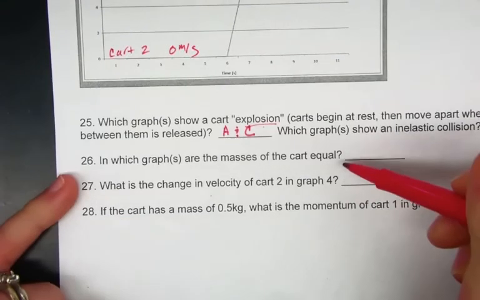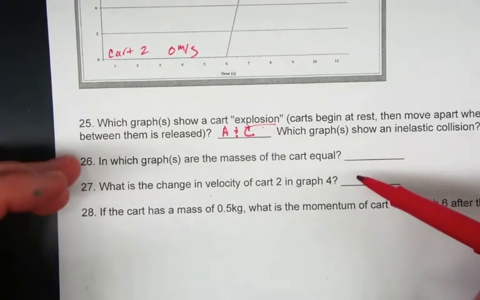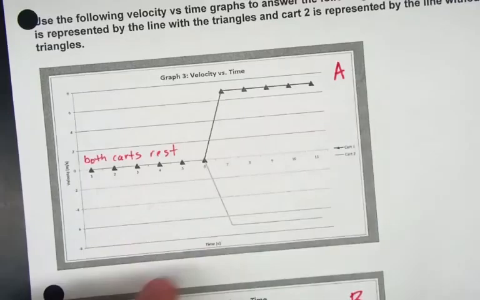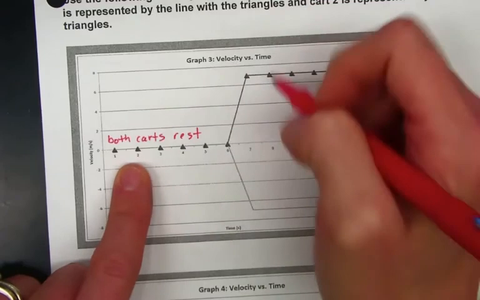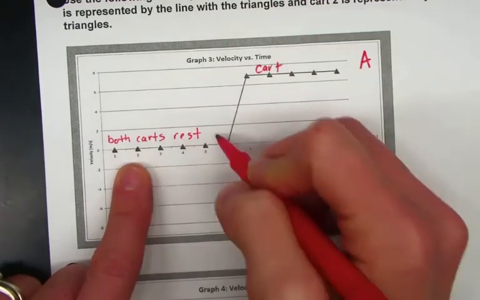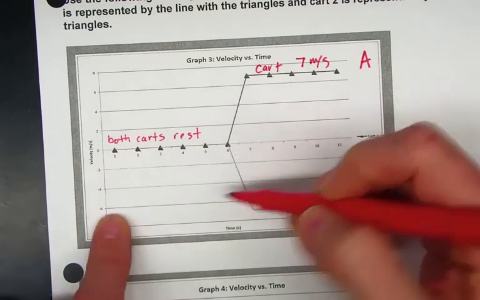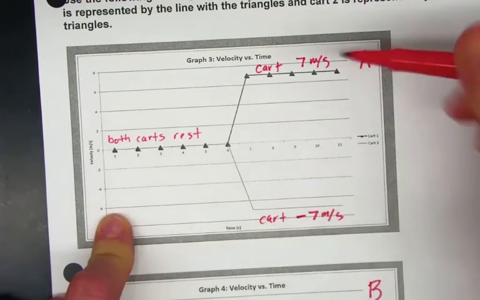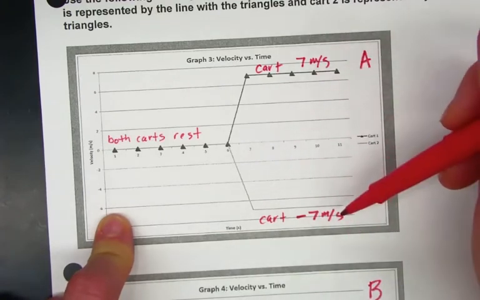All right, so in which graph are the masses of the carts equal? Okay, the masses of the carts are equal if their changes in velocity are equal and opposite. So let's take a look. Here, both carts start at rest, and when they explode, cart 1 goes up to 7 meters per second, and we take a look at cart 2, and it goes down to -7 meters per second.